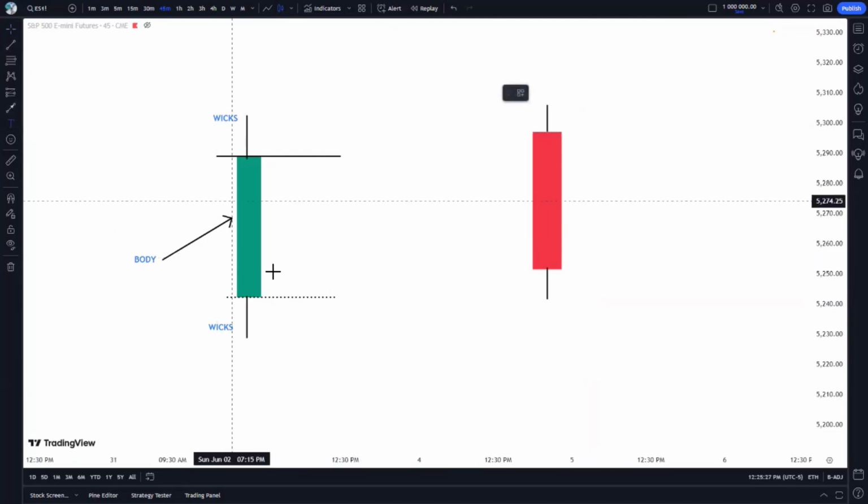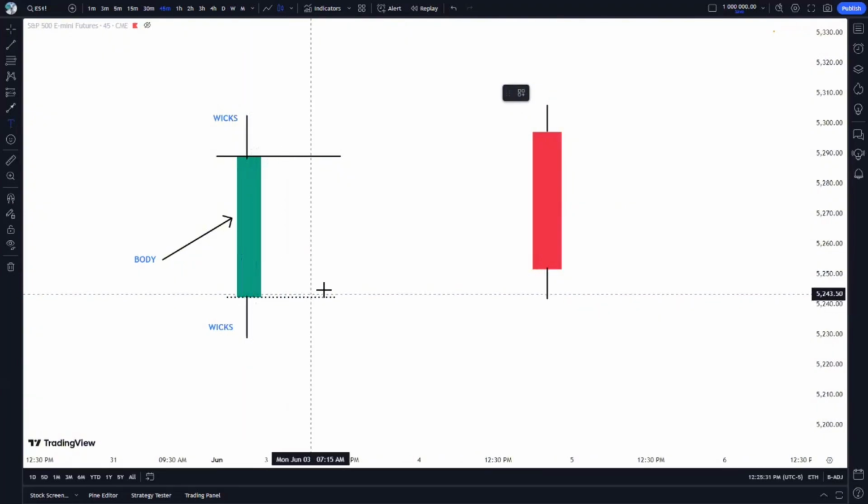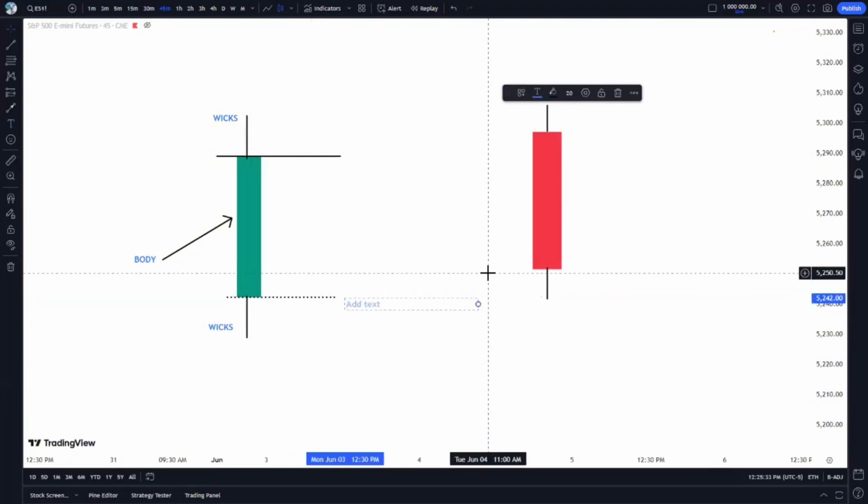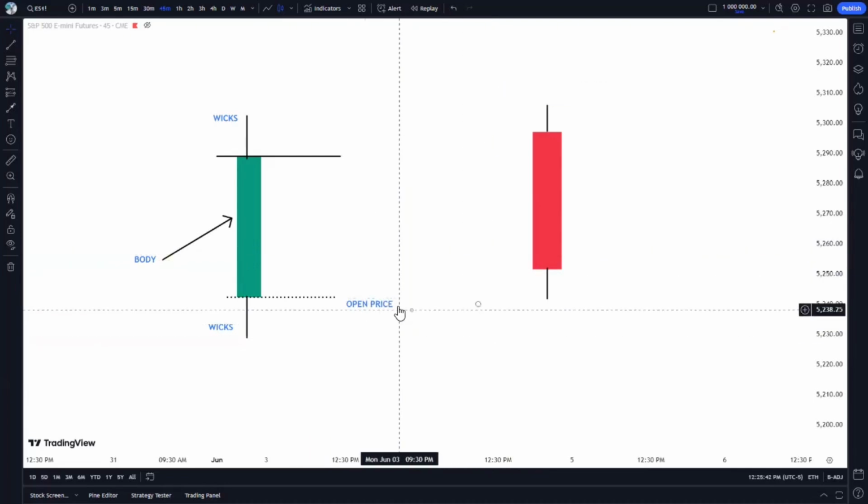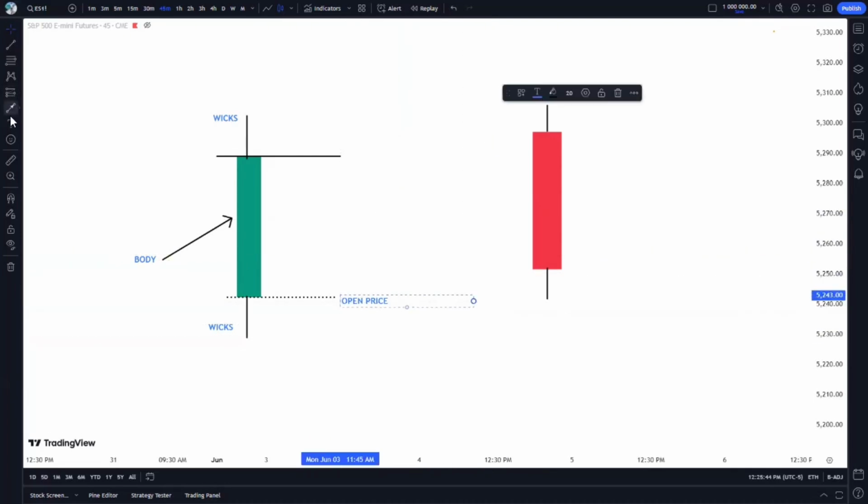So at the bottom right here, on the green candle, which is the bullish candle, which is the buy candle, that is the open price. So price opened there. Then at the top, where we see the next part of the body, that is the closing price. So that's the closing price.